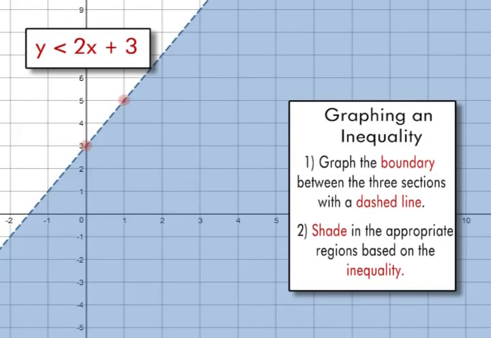So what we're going to do is exactly what you see on this graph. You're going to take your pencil or colored pencil or marker or however you're going to do this and shade in that region that indicates the area where the y values are less than 2x plus 3. And there you have it. That is your graph that you are looking for. We've graphed the boundary as a dashed line, and then we have shaded in the appropriate region.